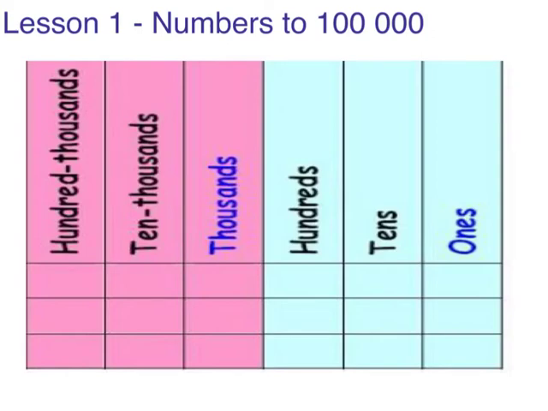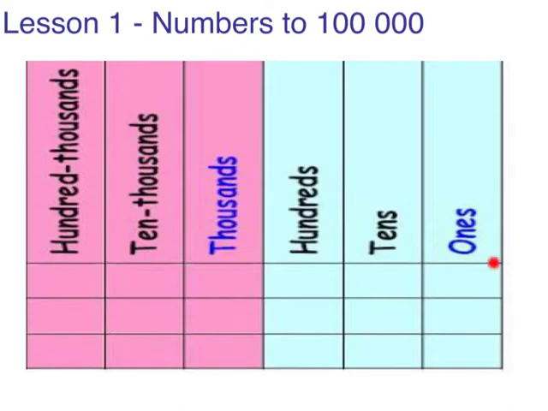Welcome to Lesson 1, Numbers to 100,000. Here we are looking at a place value chart that goes up to 100,000. The numbers with the smallest values start here on the right, and they would increase as we go over to the left. So it's kind of the opposite way that we read.